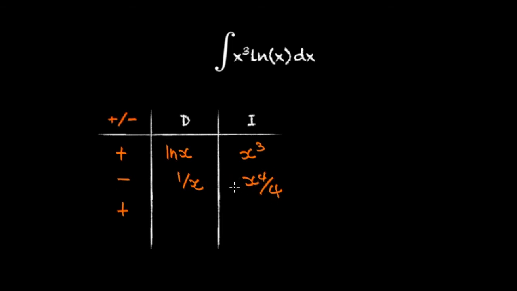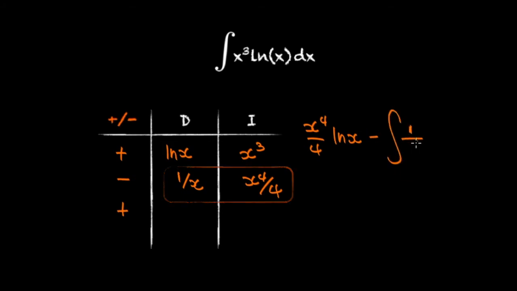The first term of our answer is the product of ln x and x to the power of 4 over 4. And if we had more rows, then we'd continue that pattern until we reach the row where we have the integral. And so the integral is the product of this row, which means we have the integral of minus 1 over x times x to the power of 4 over 4 dx.